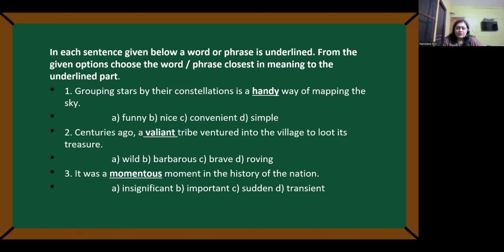Now let us proceed to the second exercise. In each sentence given below is a word or a phrase which is underlined. From the options given, choose the word or phrase closest in meaning to the underlined part.